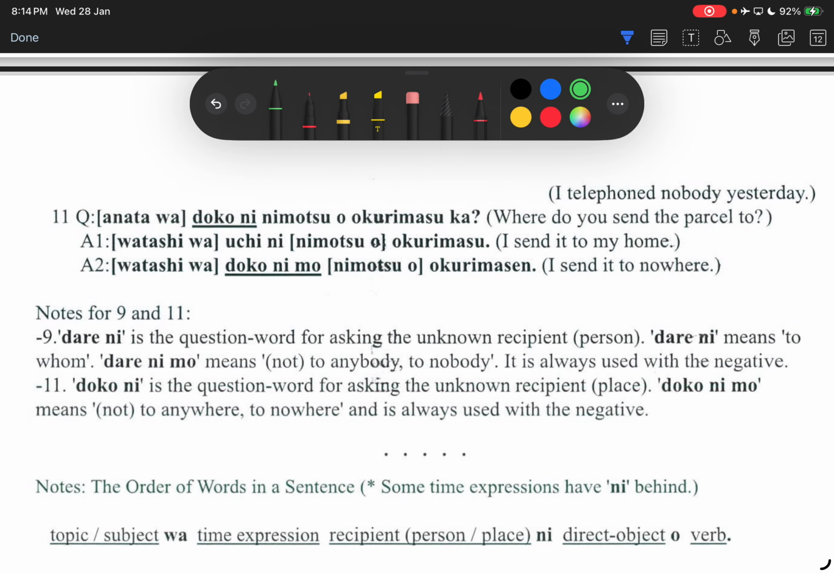Then A1 says uchi ni, right? Uchi ni okurimasu. So to home okurimasu. To home I send. Or I send to my home. A2, doko ni mo okurimasen. Right? Doko ni mo. Where also never send. Ni mo is just also, right? So doko ni mo. Where also okurimasen. Never send. So where also never send. That means I never send anywhere.